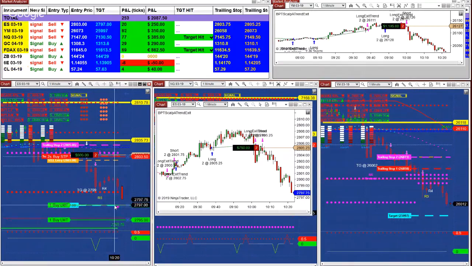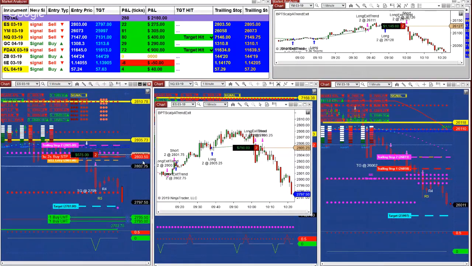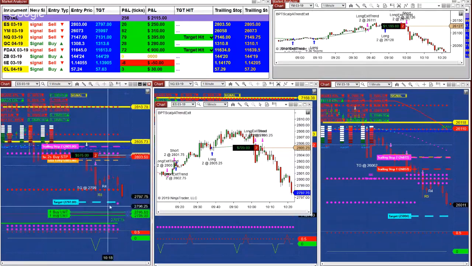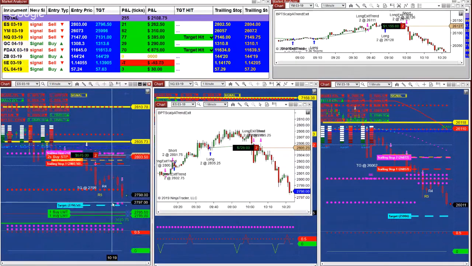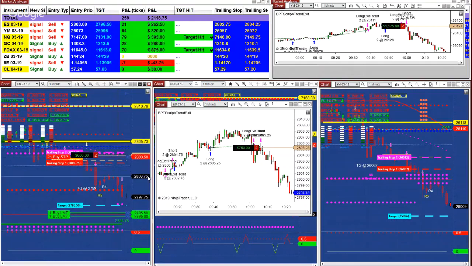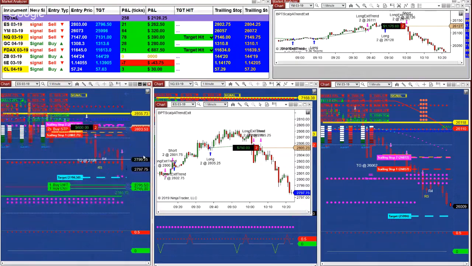I'm going to move this one here a bit so you can see it. You have a target at 9700, and then you have a support line at 9675. And watch this market, please. Watch this market.